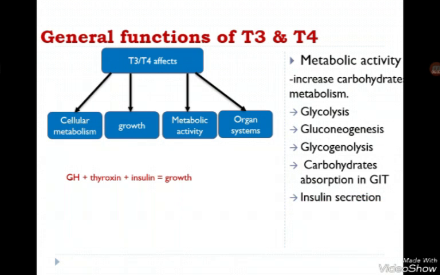So, during the growth process, secretion of growth hormone activates the process of growth in general, while thyroxine increases the metabolic activity and insulin increases carbohydrates metabolism. That's why growth hormone, thyroxine, and insulin, the three musketeers, are important in the growth process.